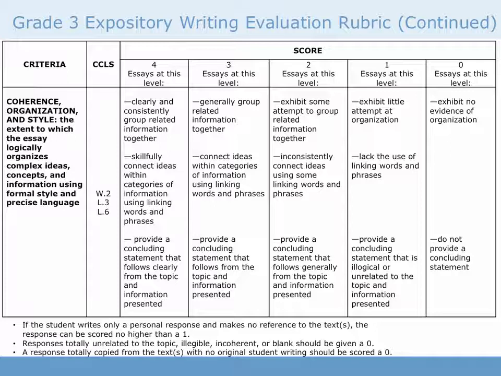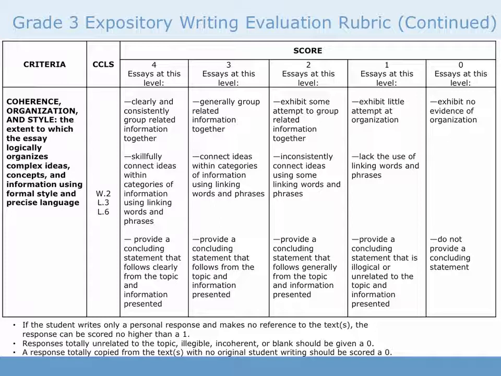Looking at the first bullet in Level 4, essays clearly and consistently group related information together. In Level 3, they generally group related information together. Level 2, they exhibit some attempt to group related information together. At a 1, they exhibit little attempt at organization. And at a 0, they exhibit no evidence of organization.